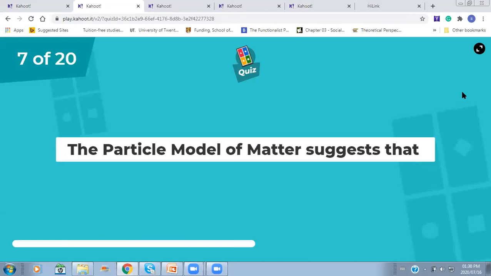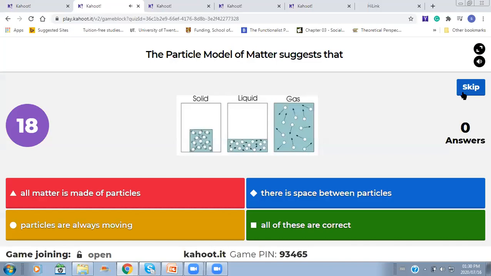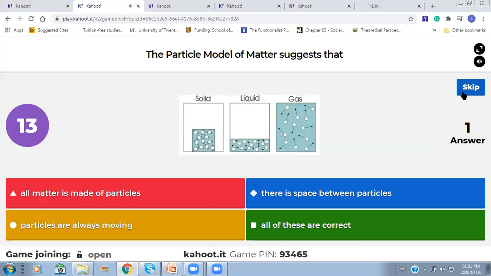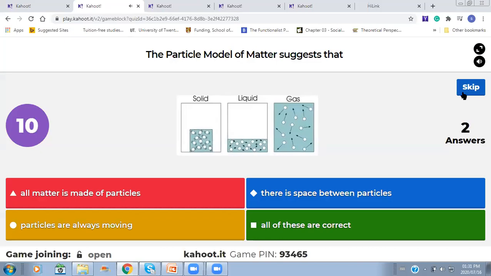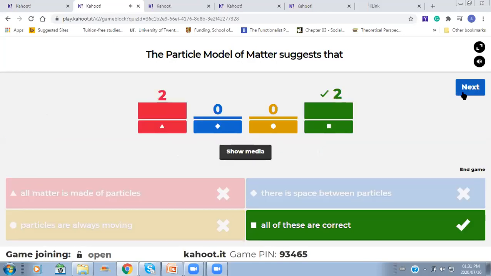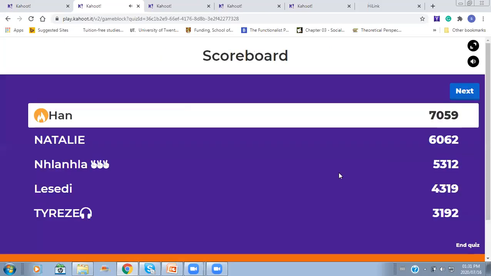The particle model of matter suggests that all matter is made up of particles. There is a space between particles. Particles are always moving. All of these are correct. Perfect. All of these are correct is the right answer. So let's see the number of people who did it. Yes, Han, followed by D. Okay, let's go.